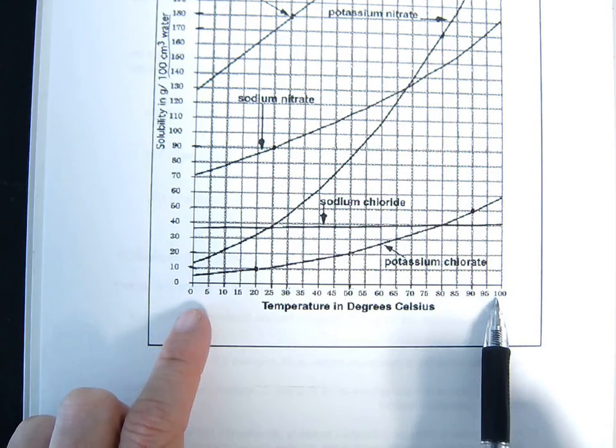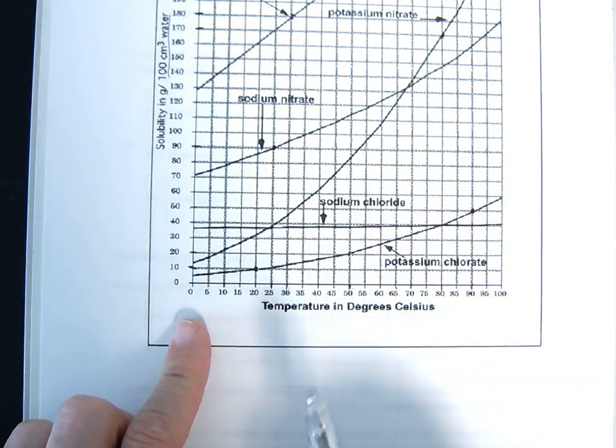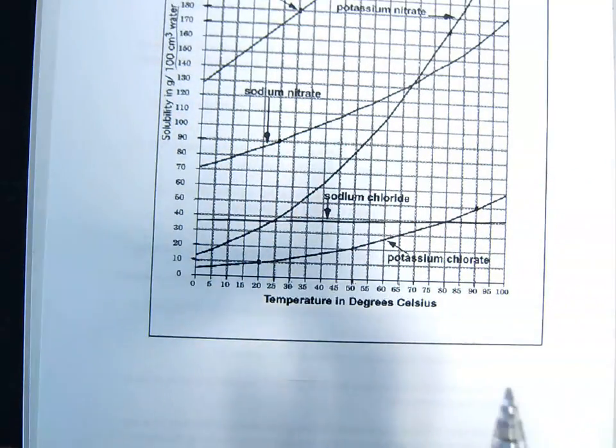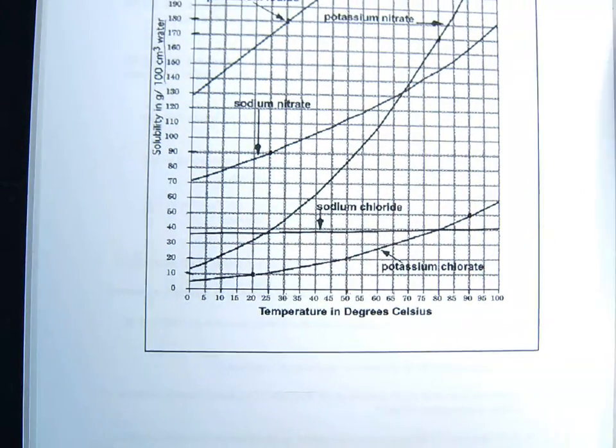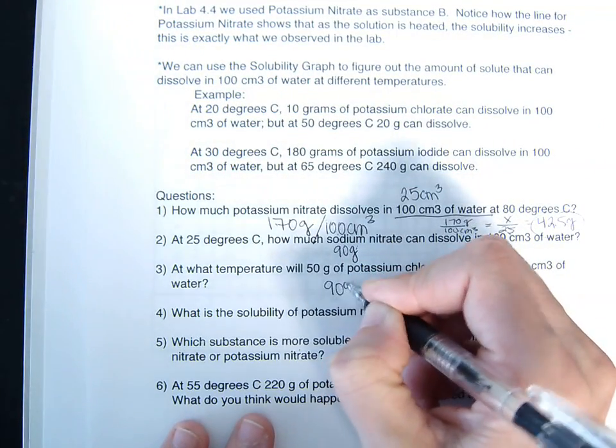Sometimes it says if this is the temperature, what's the solubility? And sometimes it says if this is the solubility, what's the temperature? So again, we're basically just looking for where those numbers intersect, or where they meet the line right there. So this would be 90 degrees Celsius.